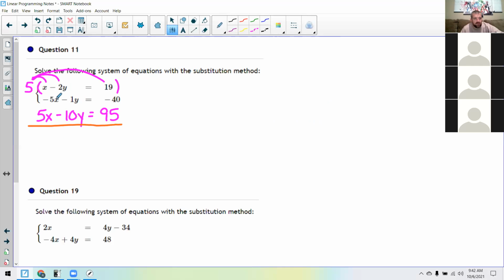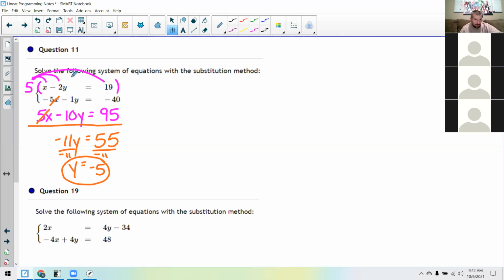Negative 5x plus 5x, they go away. Negative 1y, negative 10y is negative 11y. 95 plus negative 40 is going to be positive 55. So dividing by negative 11, 55 divided by negative 11 is negative 5. So y equals negative 5 is our y value.